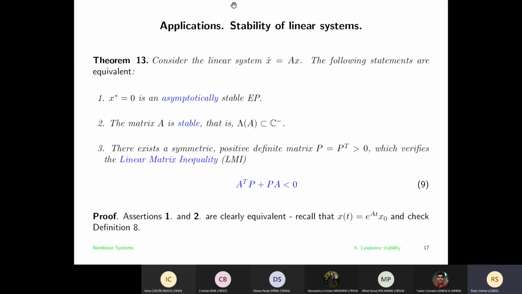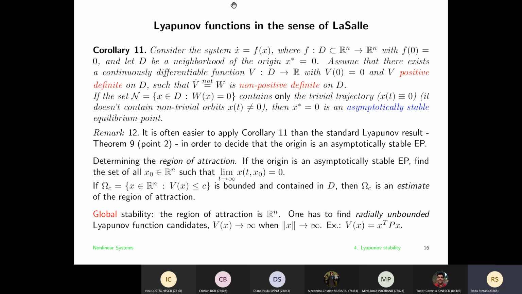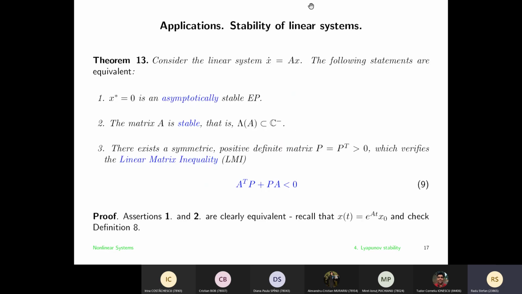Now let's go back to our last part of the course. You remember we ended up with global stability and region of attraction and LaSalle Lyapunov functions. Now, the very first application here, you have also an application with absolute stability, as Tudor mentioned, but the very first application is to make the connection with our linear systems theory. If we had the linear system x dot equals Ax, we said that the system is stable if all eigenvalues of A were in the left half of the complex plane.